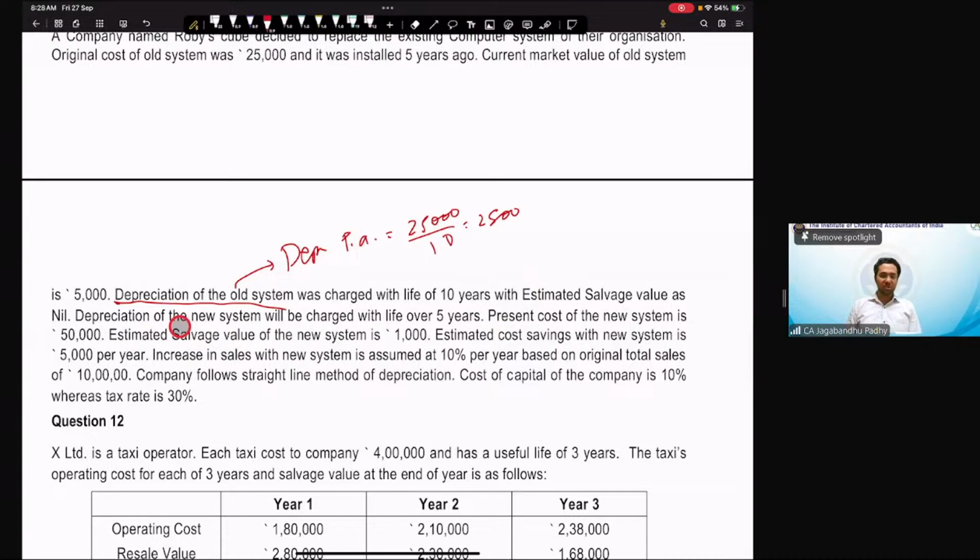Then the depreciation of the new system will be charged over a life of 5 years. So the new equipment is going to be depreciated over a period of 5 years. The present cost of the new system is 50,000. The estimated salvage of the new system is 1,000. Can you tell me what will be the amount of depreciation on the new equipment?